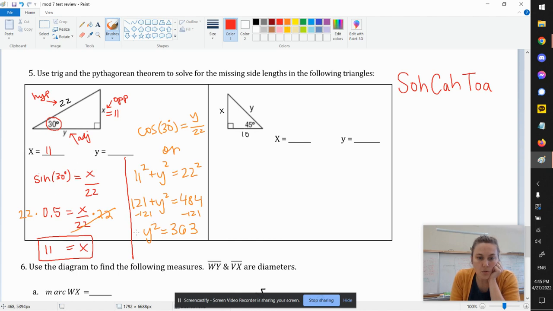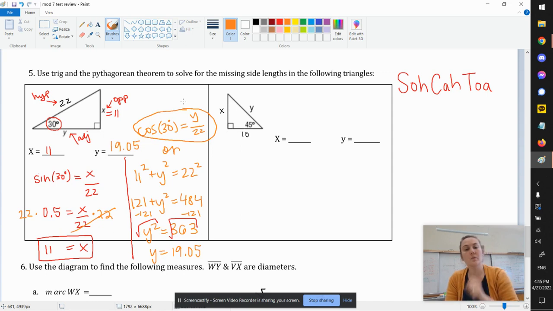And then I'm going to square root both sides and get the square root of 363 is 19.05. So y is 19.05. And this would have given you the same thing. This would have also told you that y is 19.05.